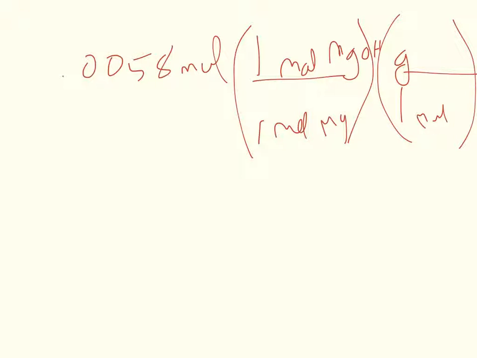Now, magnesium hydroxide has a molar mass of 58.3 grams. So that's what's going to go up here, 58.3. So these moles cancel, these moles cancel. 0.0058 times 1 is 0.0058 times, well, 58.3. So I get 0.0058 times 58.3, which gives me something like 0.338 gram.